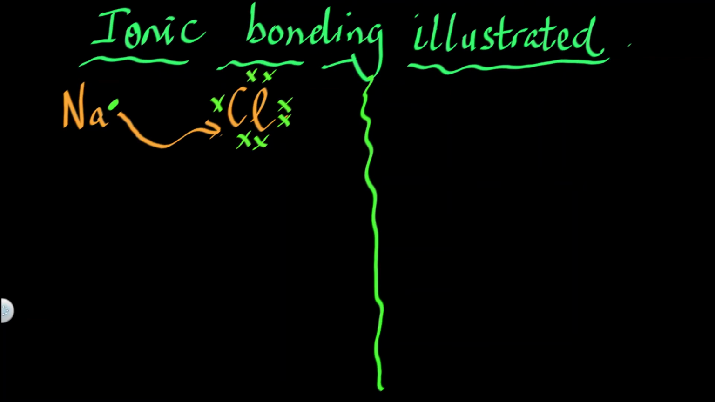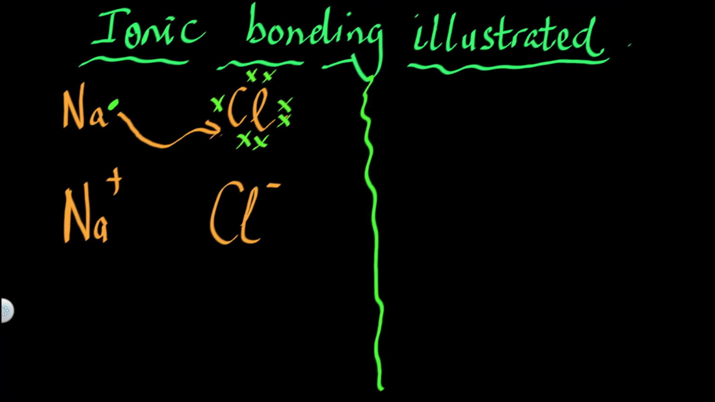So chlorine is going to gain the electron and sodium is going to lose the electron. So if sodium loses 1 electron, it now has a net positive charge. It has extra positive charge. Now it forms Na plus, which is an ion. And chlorine, because it has gained 1 extra negative charge, is going to be Cl minus. This is what we have.